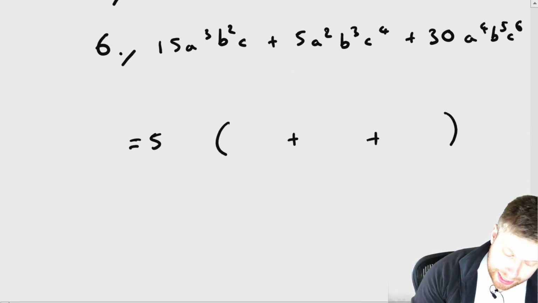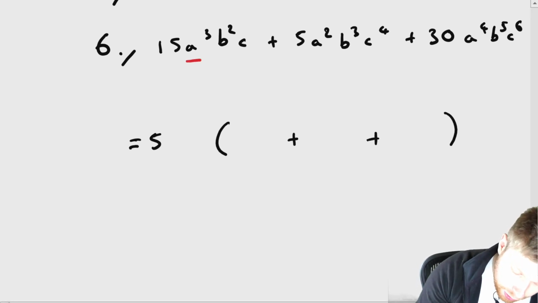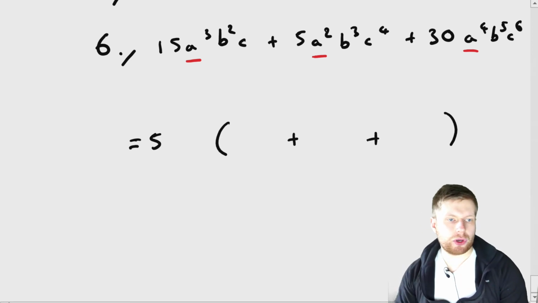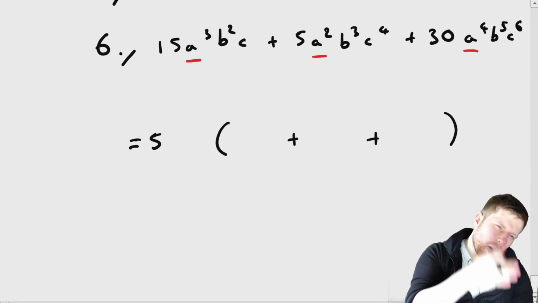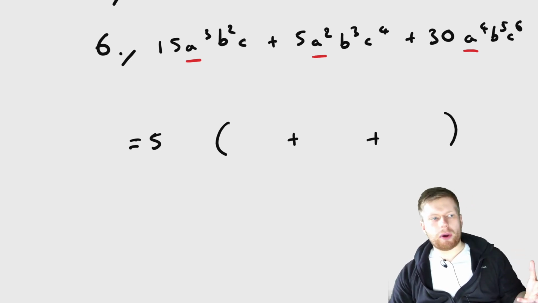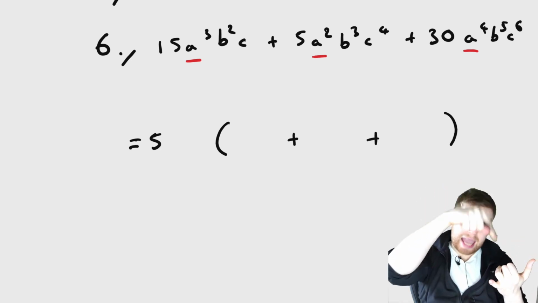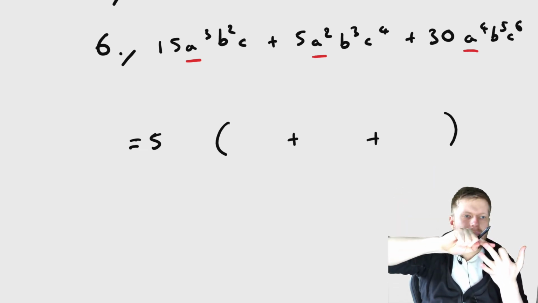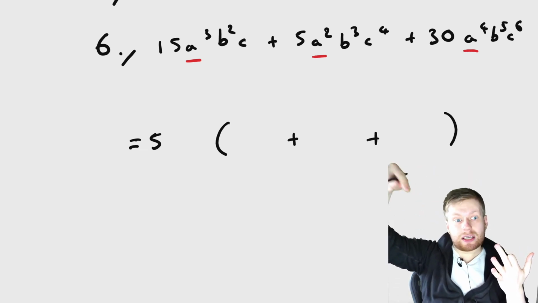Now let's have a look at the A's. So break them down individually. So I've got an A to the power 3, an A to the power 2, and an A to the power 4. What is common to every single one of those things? Well, I've got an A cubed, which means A times A times A. I've got an A squared, which means A times A. Then I've got an A to the power 4, which means A times A times A times A.